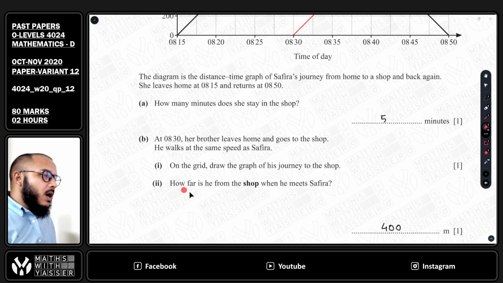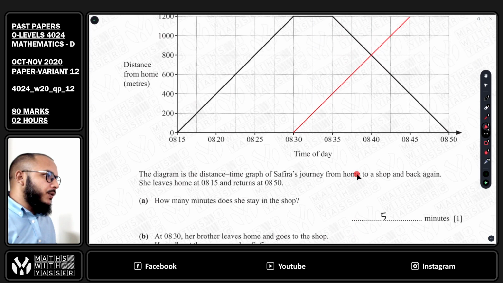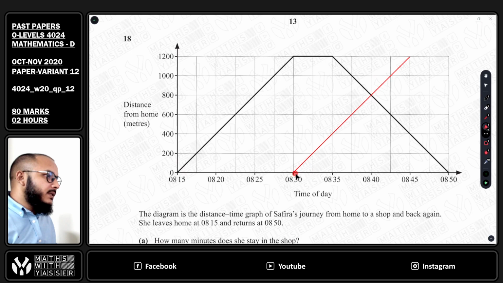Then it says, how far is he from the shop when he meets Safira? For this, the answer will be 400. And let me show you how. So when he's traveling, Safira is returning. And as you can see, when he has reached 400 meters after leaving home, she came back to that position.